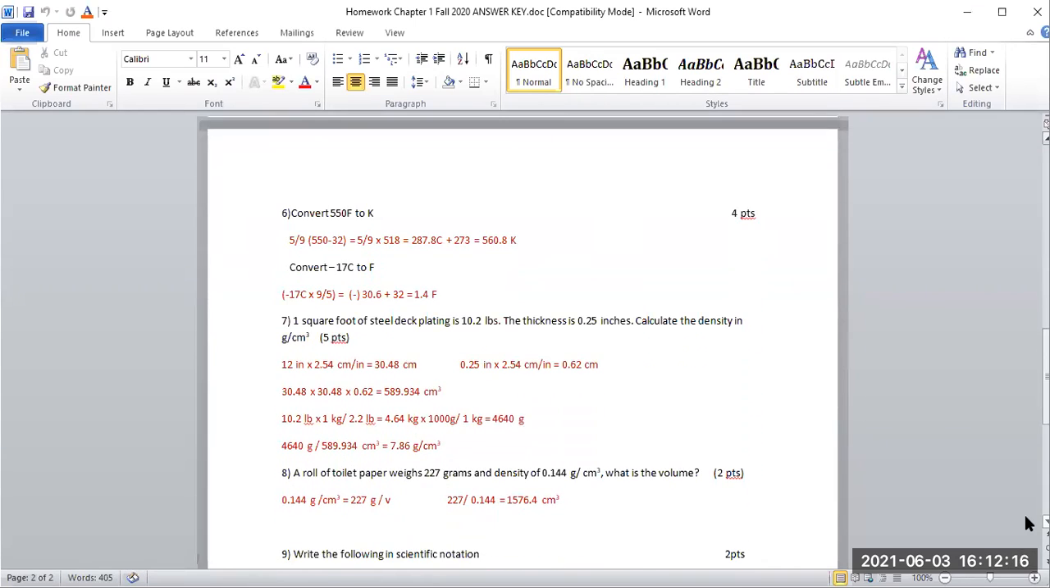Converting temperature readings to another unit. We have 550 Fahrenheit, kind of broil temperature. You need to subtract your 32, because it's inside your parentheses, and then multiply by your 5/9. That will give you 287.8 Celsius. Then add your 273 to turn it into Kelvin to get 560.8 Kelvin.